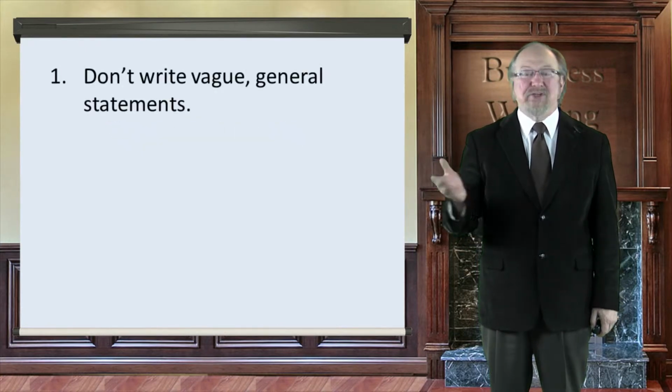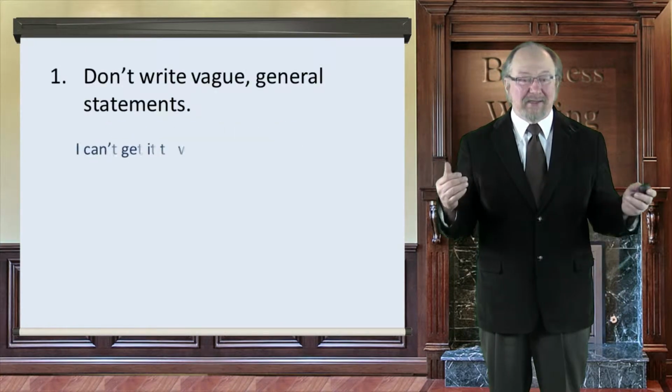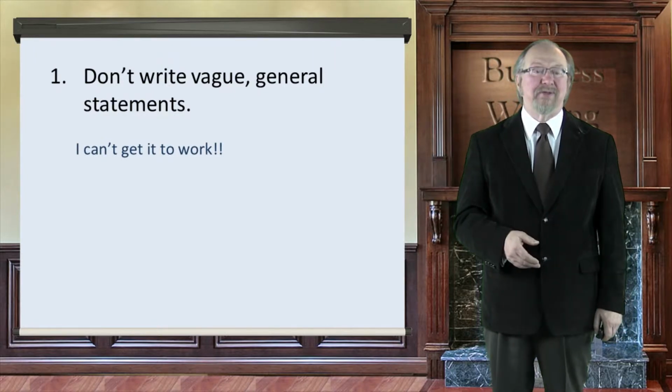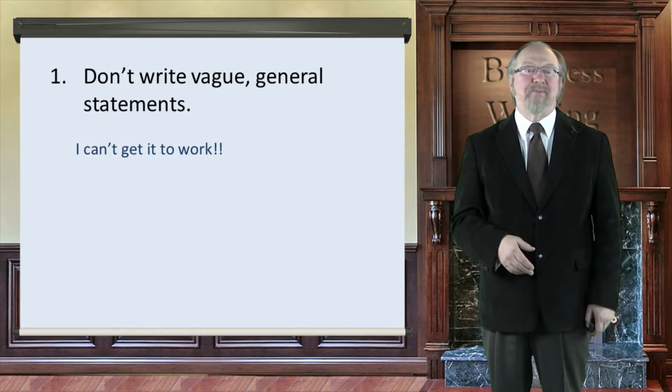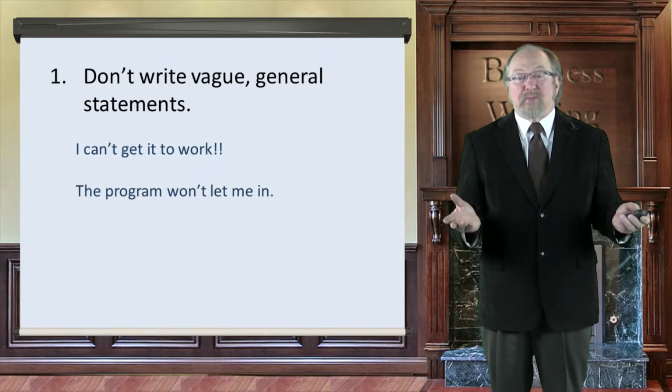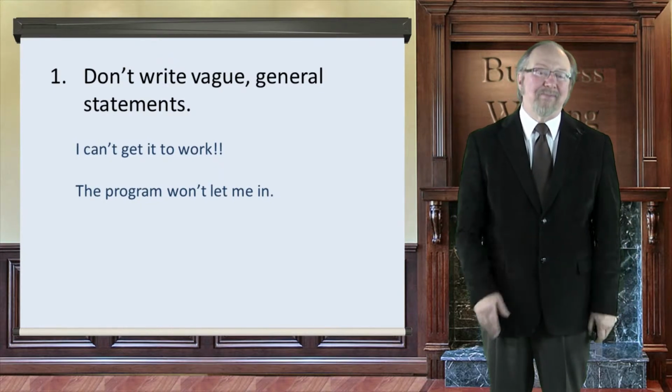Don't write vague general statements. Don't write, "I can't get it to work." The support person can't work with this small amount of information. That means another round of emails. Don't write, "The program won't let me in." The support person wonders, "What program? What do you mean by won't let me in?"